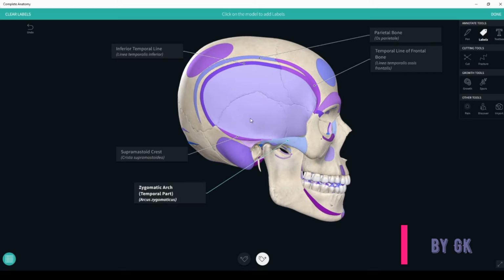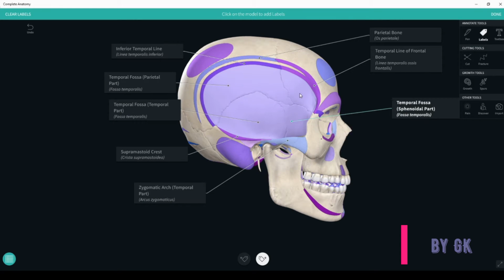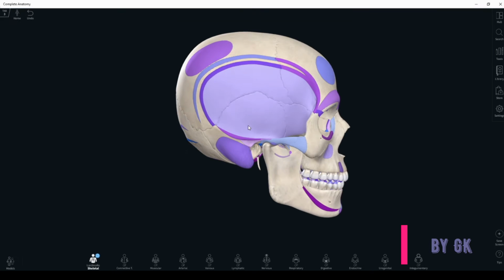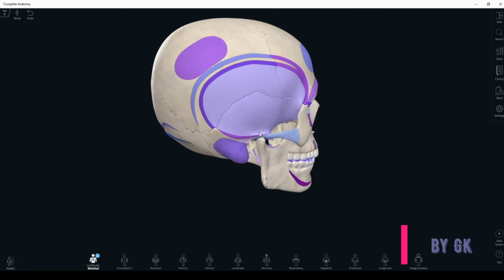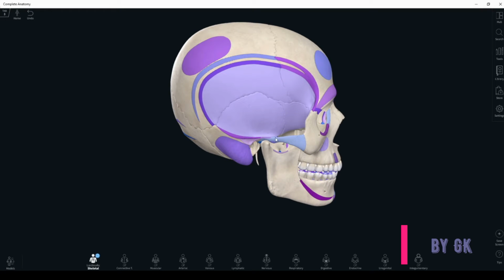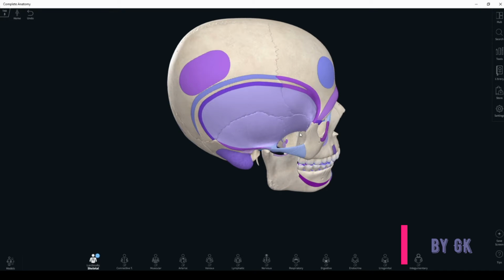On it, you can find the temporal surfaces of the parietal, temporal, sphenoidal greater wing, and frontal bones. All of them are called temporal fossa surfaces. The temporal fossa communicates with the infratemporal fossa through this opening, behind the zygomatic arch.